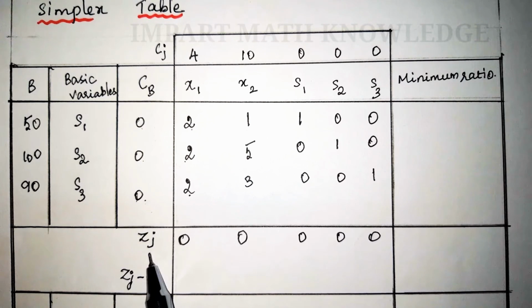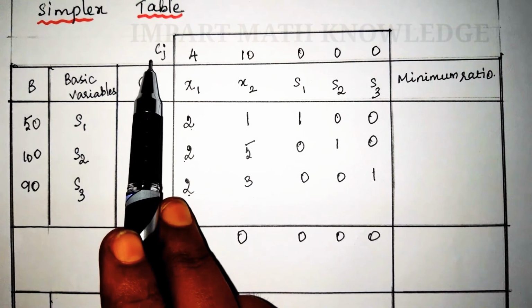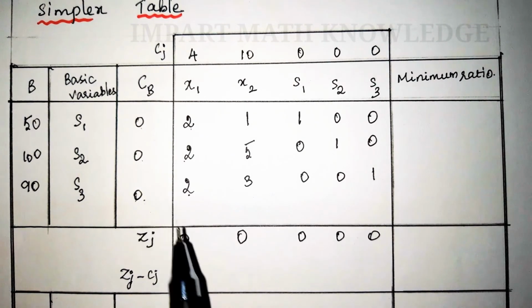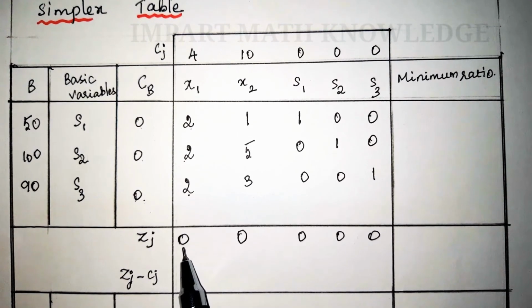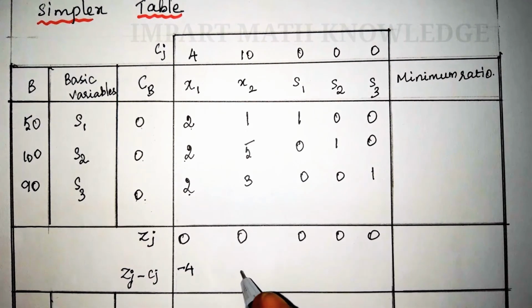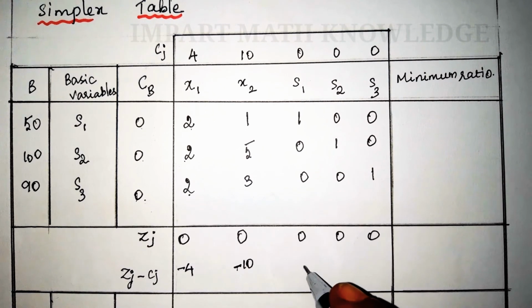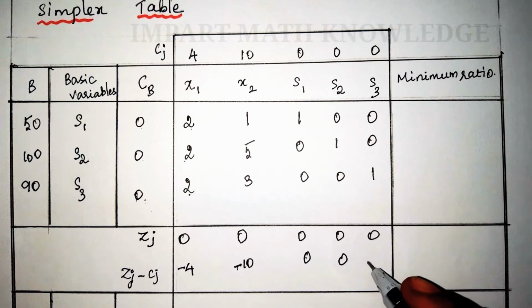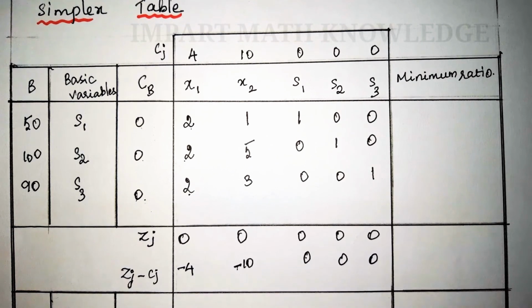ZJ value is here and CJ value is at the top. You have to subtract ZJ minus CJ. ZJ is here, that is 0 minus 4, so you will get minus 4. Then 0 minus 10 is equal to minus 10. Then 0 minus 0 is 0. 0 minus 0 is 0. 0 minus 0 is 0.